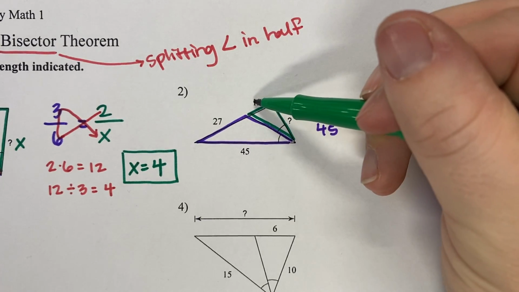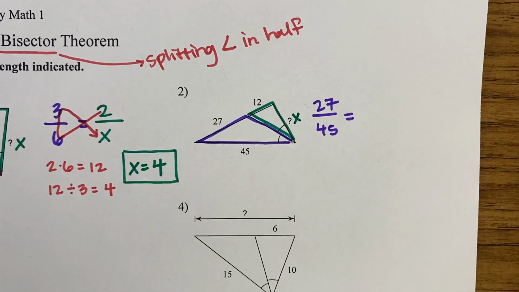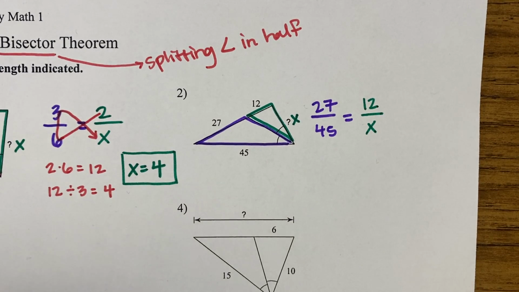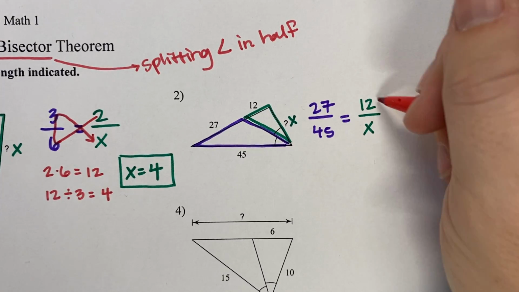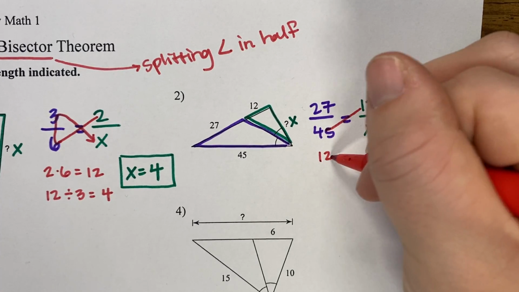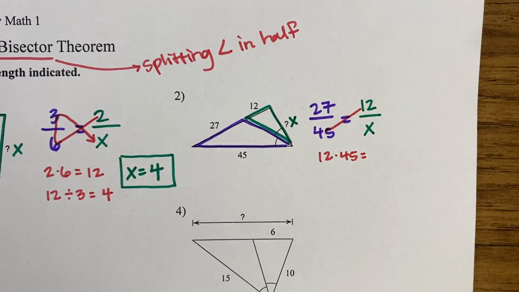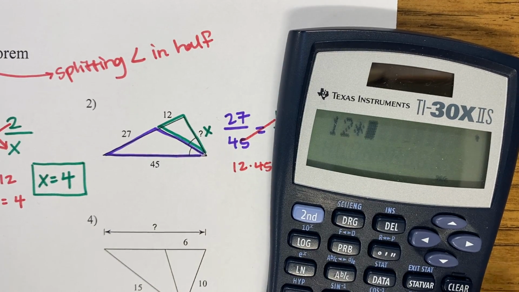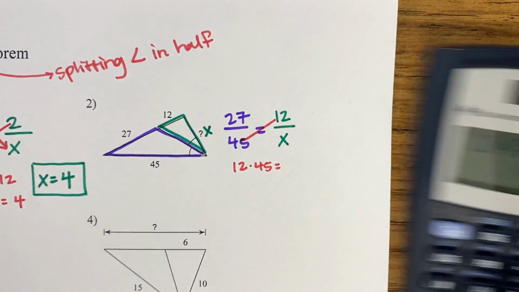So now I got to go same thing, this side over our missing side, which is x, 12/x. Okay, and now to solve, we just cross multiply these guys. So I'm going to start at 12 because that goes with my variable. Crossover means I'm multiplying, so 12 times 45, and I'm going to use a calculator for this. You're always welcome to use a calculator. It's going to give me 540.